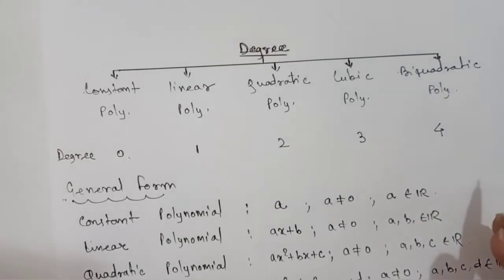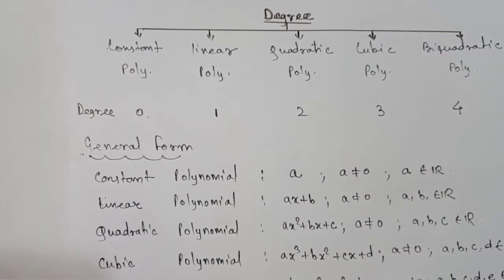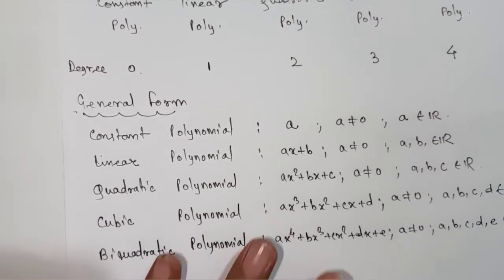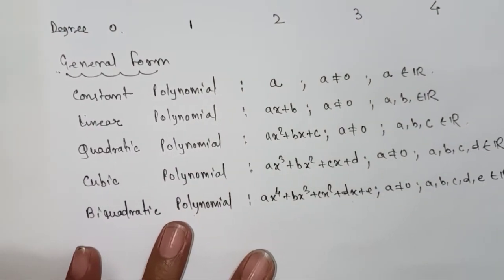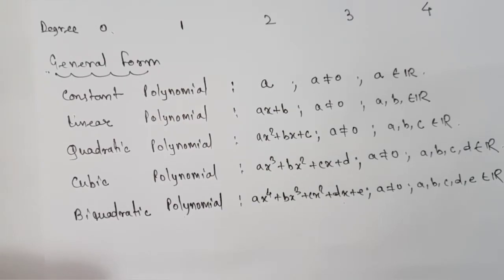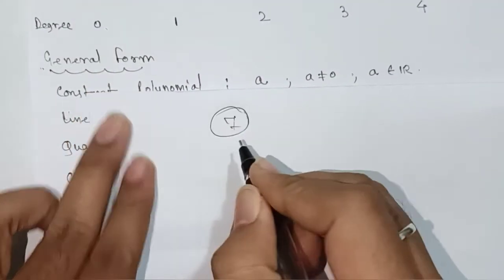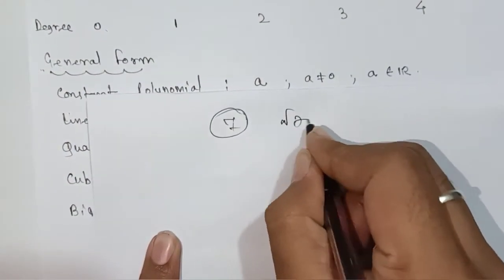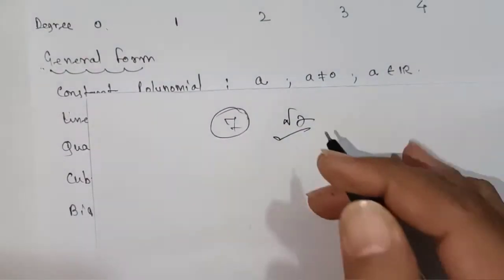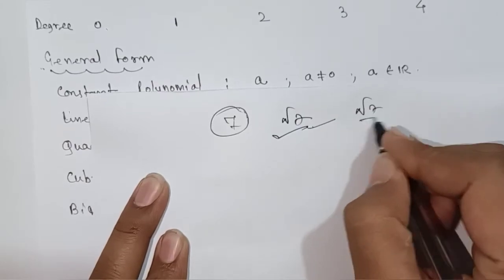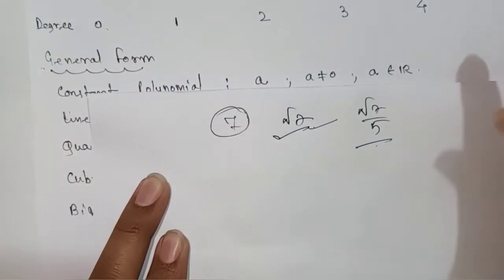More than that also we have, but right now we don't have name of them in our syllabus. So here the general form, we can see that constant polynomial general form is A. So what will be the example for this one? Simple, just take a number, like if I take 7. What if I take root 7? Yes, it is a real number, you can take it, and this will be your constant polynomial. If I take root 7 by 5, yes, it is a constant polynomial.